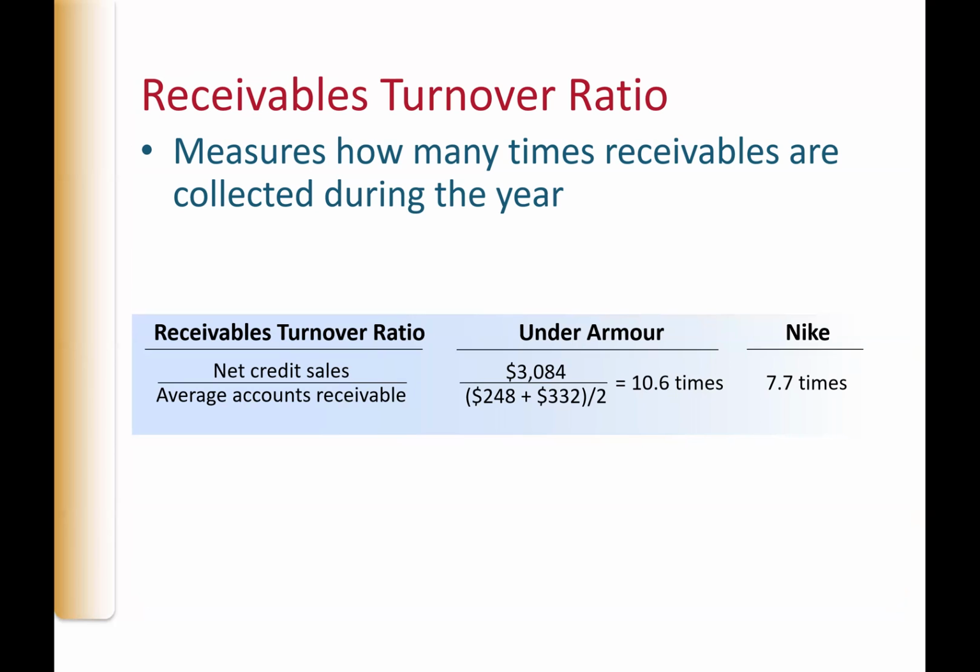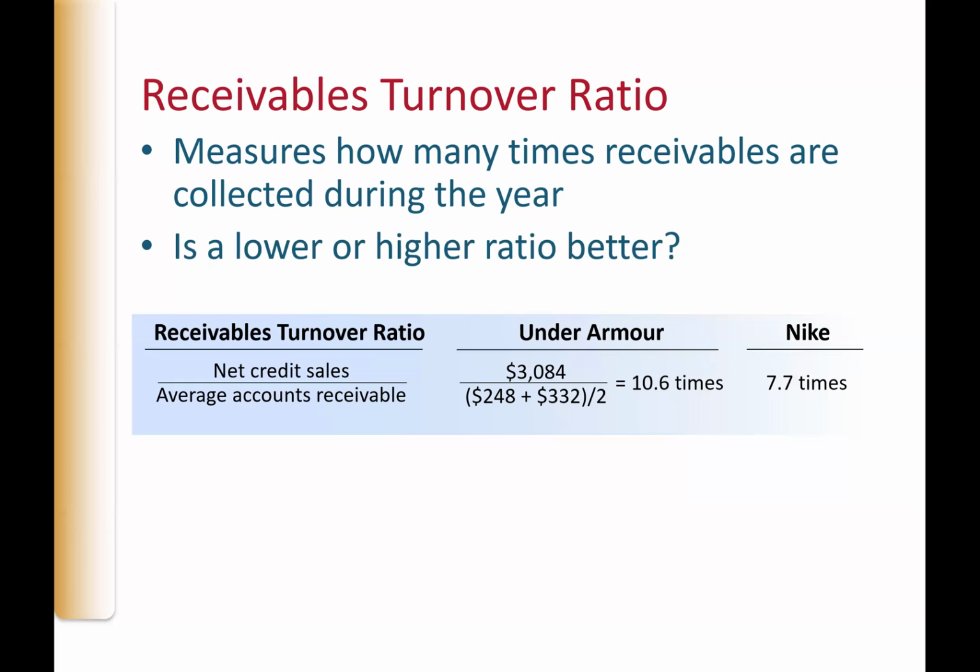So when you look at the receivables turnover ratio, you take the net credit sales and you divide that by the average accounts receivable. So you see Under Armour turns their inventory over 10.6, excuse me, not inventory, receivables. Under Armour collects their accounts receivable 10.6 times in a year. Nike collects their receivables 7.7 times in a year.